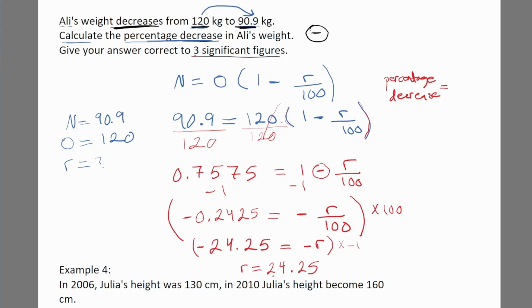Let's see. This is the first significant, this is the second significant, and this is the third. The 2 goes over here. It gets rounded up. It becomes 3. So 24.3%. Don't forget the percentage sign, because this is a percentage decrease. I hope this example was understood.